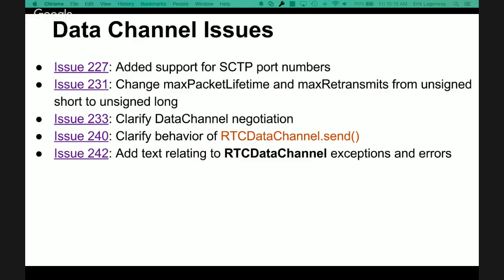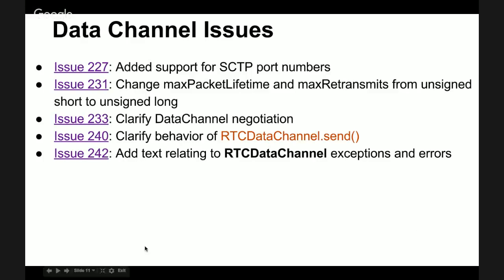The max packet lifetime and max retransmits just needed to be defaulted to the correct type, to support the value range that we have. Some of the issues around data channel negotiation weren't clear in the specs, so we cleared all that up to make sure it was appropriate. And I forget what the deal with the send was, but it's just more behavior issues on how we do things when we're sending data. And then there's a whole bunch of exceptions and errors issues that can propagate, and based upon implementations that we found, we clarified the issues around that.